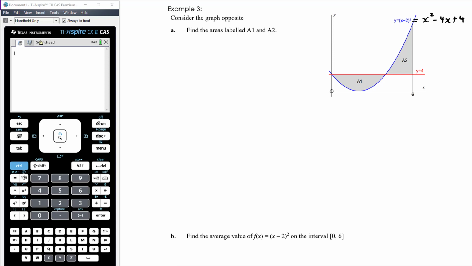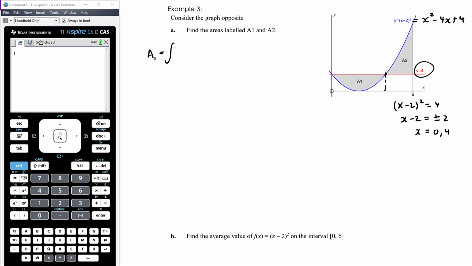And we've also got this line y equals 4. And we want to find the areas labelled area 1 and area 2. Okay, so let's focus on finding area 1. So they're obviously areas between two curves. So for area 1, we need to first of all find where these points intersect. So let's do when x minus 2 all squared is equal to 4. So that's when x minus 2 is equal to plus minus 2. So x is equal to 0 or 4.